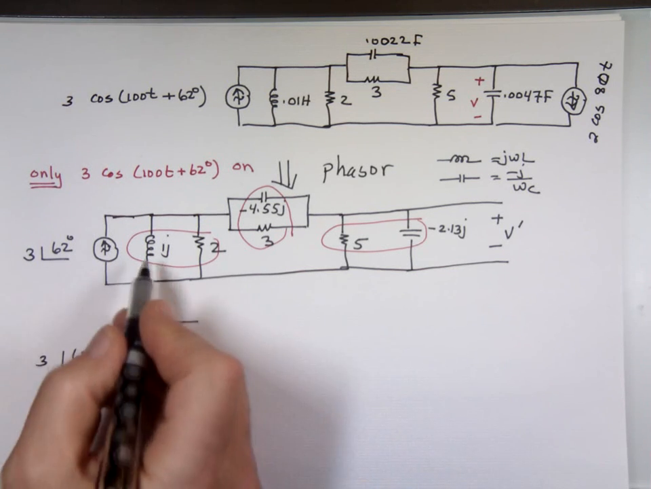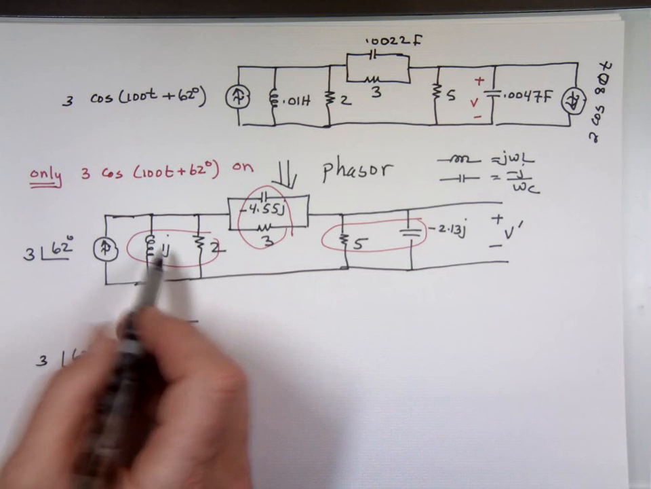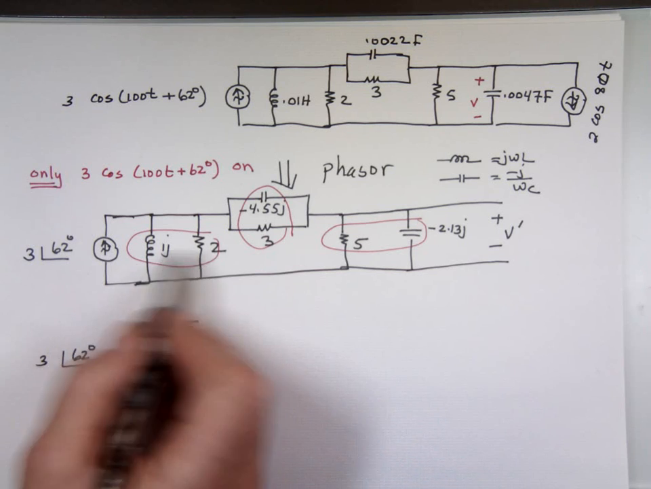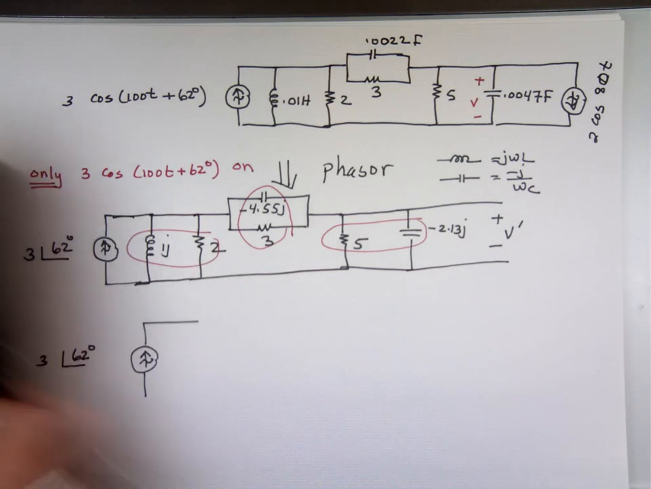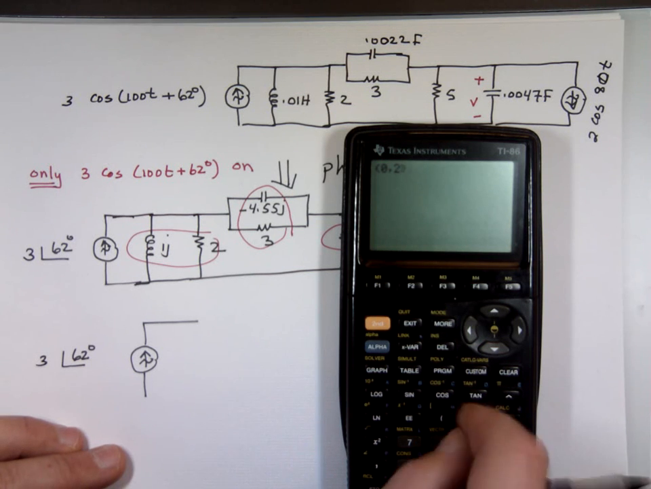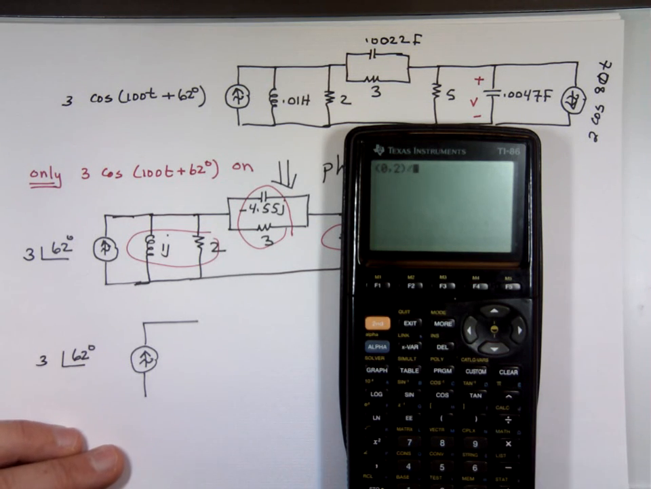So this will be the product over the sum. That would be 2j on the top, divided by 2 plus 1j. I switched my calculator to give the answer in polar. So here we go, 0 comma 2 for 2j, divided by 2 comma 1. Enter. Oh, I switched back to rectangular. I got 0.4 comma 0.8j.